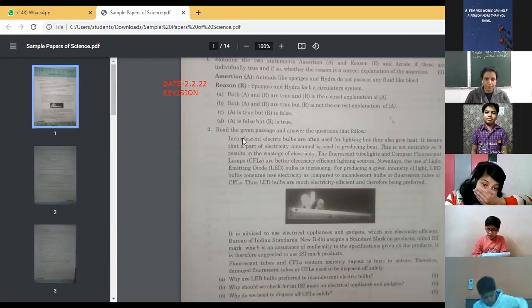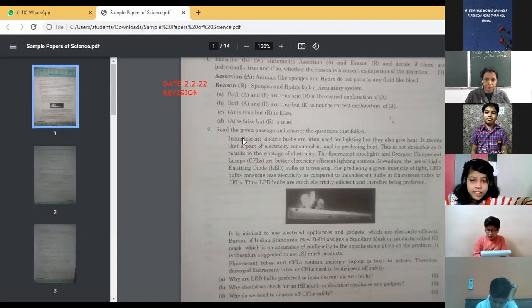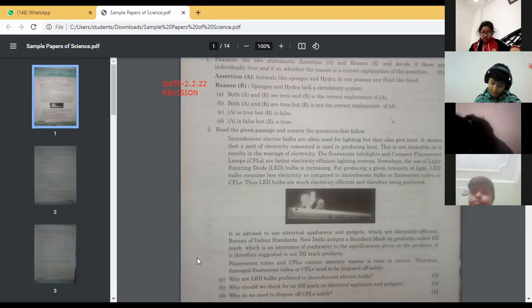The fluorescent tube lights and compact fluorescent lamps, CFL, are better electricity efficient lighting sources. Nowadays, the use of light emitting diode, LED bulbs, is increasing. For producing a given intensity of light, LED bulbs consume less electricity as compared to incandescent bulbs or fluorescent tubes or CFL. Thus, LED bulbs are much electricity efficient and therefore being preferred. Okay, beta. So this was the paragraph.